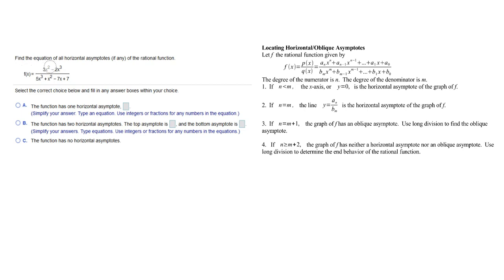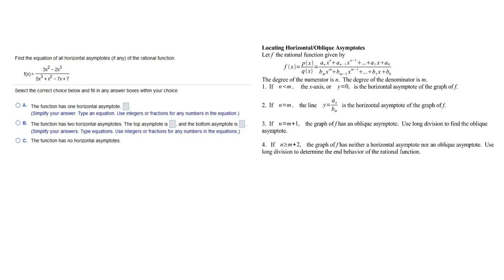This question says, find the equation of all horizontal asymptotes, if any, of the rational function. f of x equals 3x squared minus 2x cubed over 5x cubed plus x squared minus 7x plus 7.